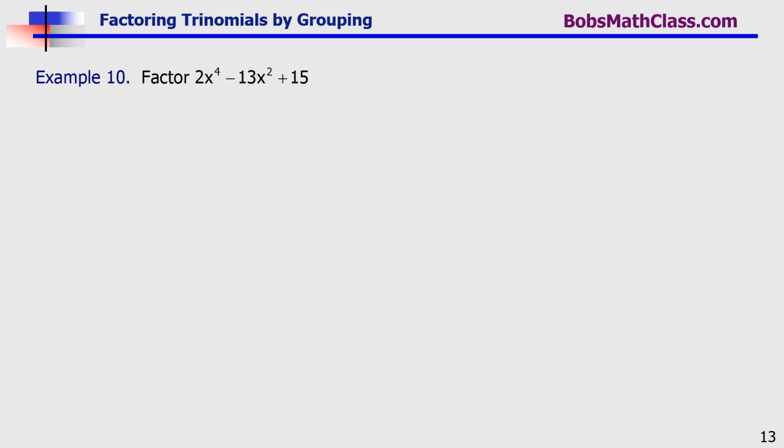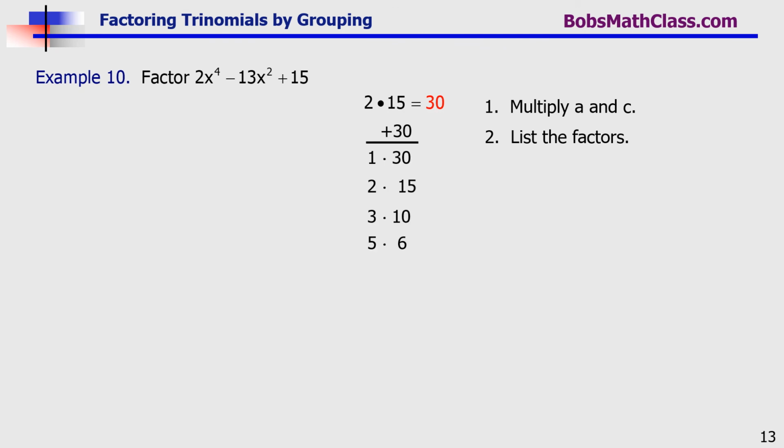Alright, here we go: 2x to the 4th minus 13x squared plus 15. Same process. Multiply the a and c. That'll be 30. Again, we're just multiplying the first number in front of the x to the 4th and the last number. Now we're going to list our factors. 1 and 30, 2 and 15, 3 and 10, 5 and 6.